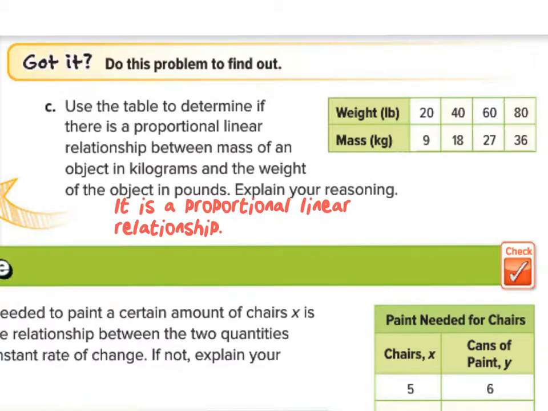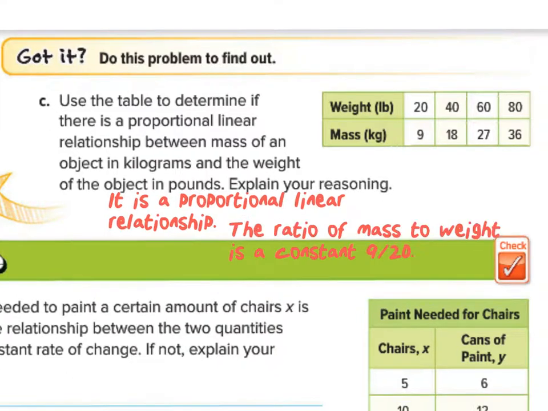So my first statement is, it is a proportional linear relationship. Now I have to explain why. My reasoning is because the ratio of mass to weight is a constant, 9 kilos to 20 pounds. So the rate of change is 9 kilos to 20 pounds, and that's why it's linear and it's proportional.